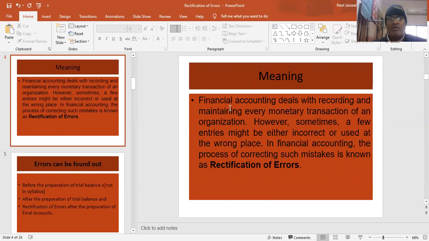First of all, now you understand the meaning of rectification of errors. Financial accounting deals with recording and maintaining every monetary transaction of an organization. However, sometimes a few entries might be either incorrect or used at the wrong place. In financial accounting, the process of correcting such mistakes, that means what is put in the wrong place, incorrect figures, by mistake the figures have been written, by mistake the figures are omitted.